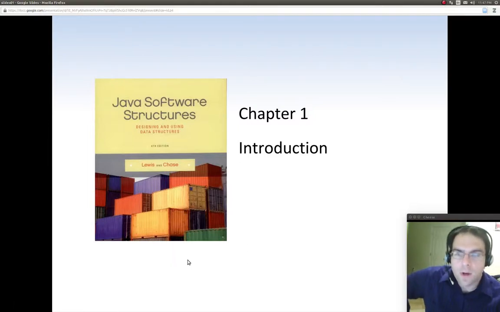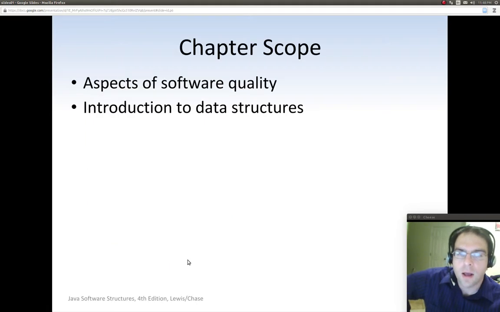So this is chapter 1 of SER222. We're using Lewis and Chase as our textbook. You can use the 3rd edition or the 4th edition. I don't think that we'll see a big difference. Chapter scope is aspects of software quality and an introduction to data structures.